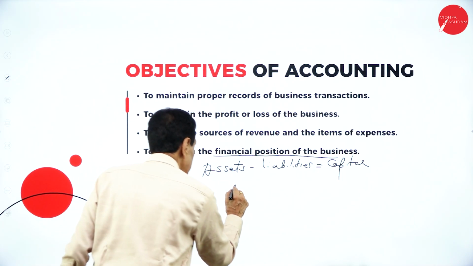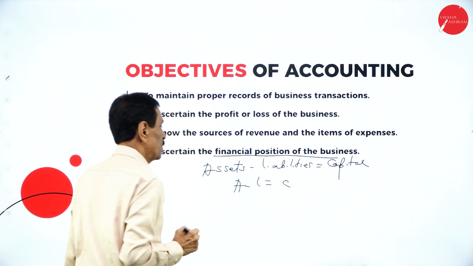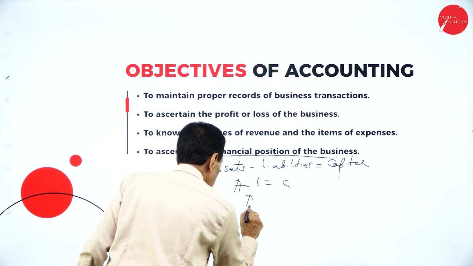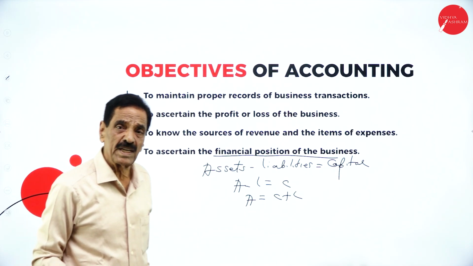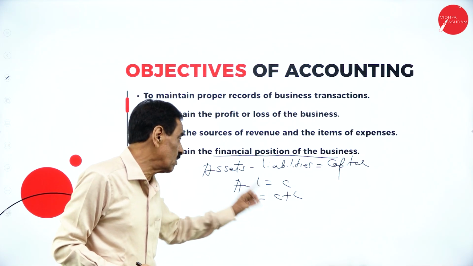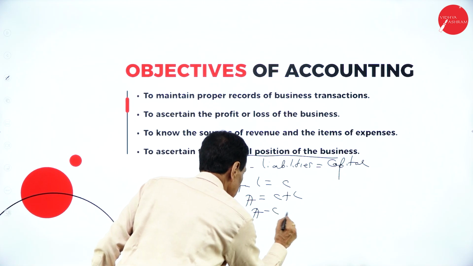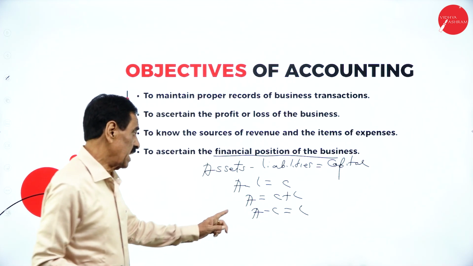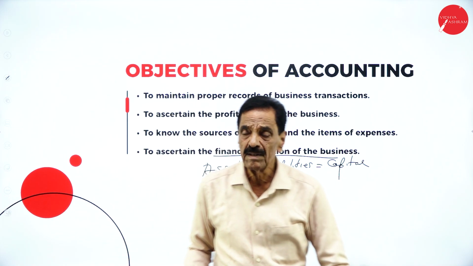This can be written as A minus L is equal to C, or A is equal to C plus L. This is called the accounting equation. A minus L is equal to C, or A is equal to C plus L, or A minus C is equal to L. That is, asset minus capital is equal to liability. We'll move on.